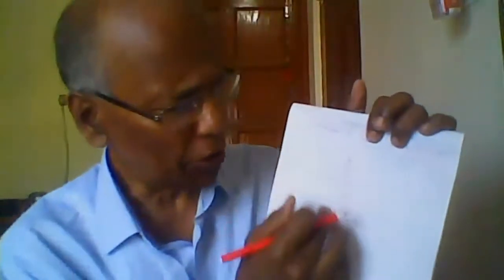I'm just drawing the diagram. It's given in your book. I'm drawing it just for your explanation. You can follow the book. You can see the diagram in your book. For explanation, I'm just drawing the diagram here. You can draw the diagram with a scale.